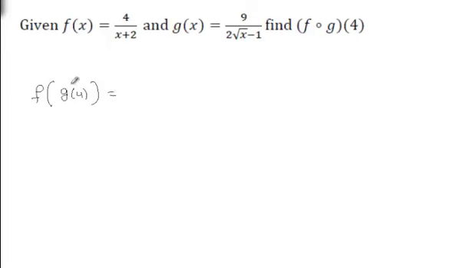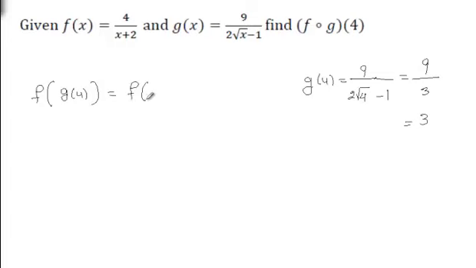It's equal to... Now, g of 4. Let's go for g and replace 4 instead of x. So, g of 4 is equal to 9 over 2 radical 4 minus 1. It's equal to 9 over radical 4, which is 2, times 2 is 4, minus 1 is 3. So you get 9 over 3. But what about 9 over 3? 9 over 3 is equal to 3. Very good. So you see now it becomes easier and simpler. So g of 4 is 3.